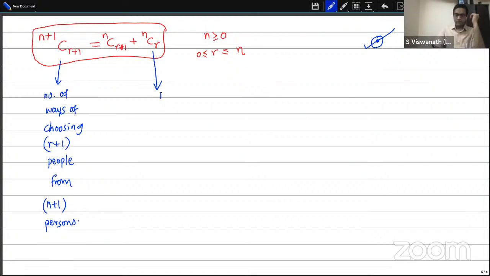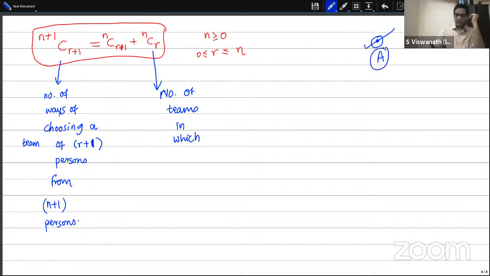This is the number of ways of choosing a team of r plus 1 persons from a total available set of n plus 1 persons. So this is the number of teams in which a particular person, let's call him A, is chosen.